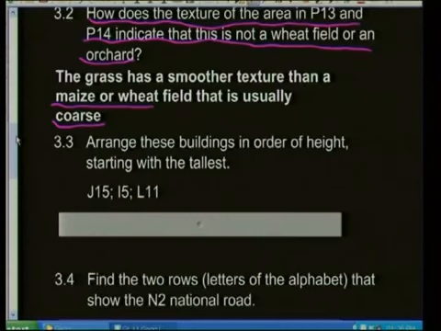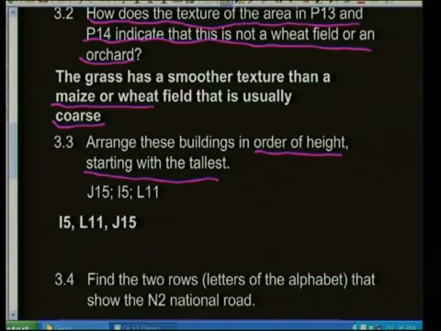It talks about arranging these buildings in order of height. Here we're using the aspect of height. All right, J15, I15, and L15. Let's look at what we've got here and why we've got it. We've got I15, L15, and then J15. Now, how did we make that out? I5 rather, L11, and J15.